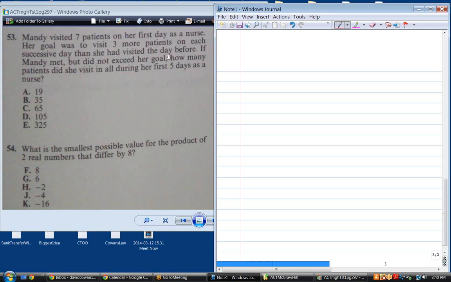But first day, how many does she want to see? 7. Second day. Third day, 13. Fourth day, 15. And fifth day, 19. What's the solution? Without even a calculator.